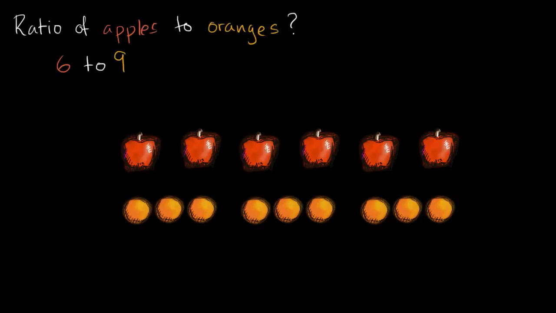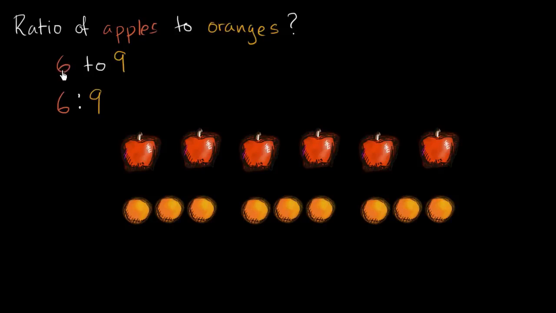And you could use different notation. You could also write it this way. You would still read it as the ratio being 6 to 9. But we don't have to just satisfy ourselves with this, because one way to think about ratios, especially if we're thinking about apples to oranges, is how many apples do we have for a certain number of oranges? And when you think about it that way, both 6 and 9 are divisible by 3.